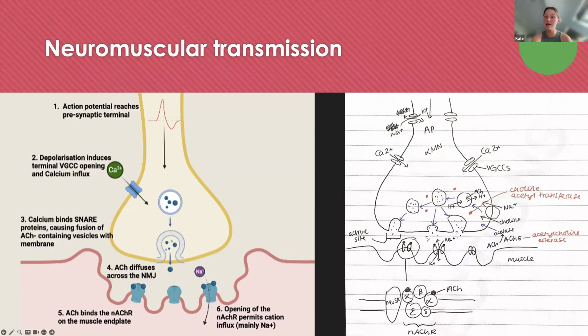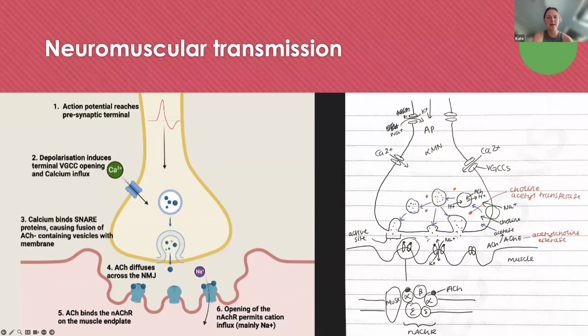And it was shown that it was calcium that caused the exocytosis of ACh, of acetylcholine, as there was no release when the terminal was in a calcium-free solution or when voltage-gated calcium channels were blocked by verapamil. So quite a lot of information there, quite a lot to get by, but it's a good process to get your head around because you need to understand it to talk about some of the clinical relevance later.